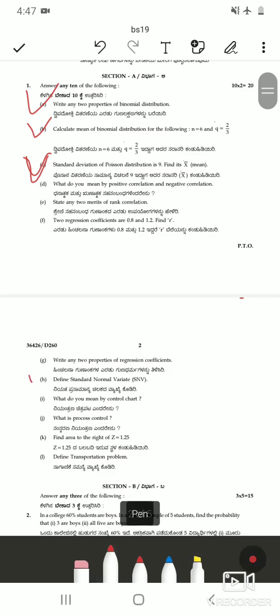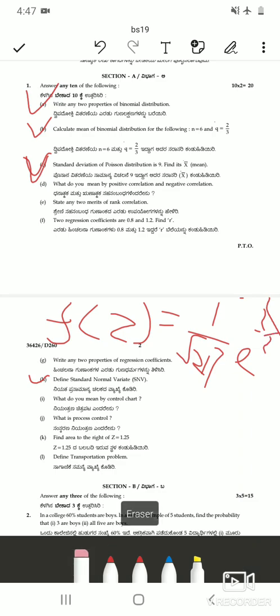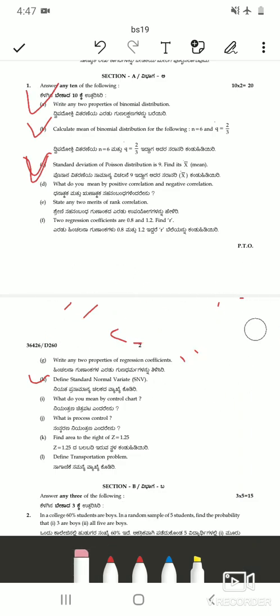Then one question is from standard normal variate for 2 marks. They have asked to define standard normal variate. So you can write the definition and you can write the PDF. A normal variate with mean 0 and standard deviation 1 is called a standard normal variate, and its PDF is f of z equal to 1 by root 2 pi e raised to minus z square by 2, and z takes the values from minus infinity to infinity. So even this is there in your notes.